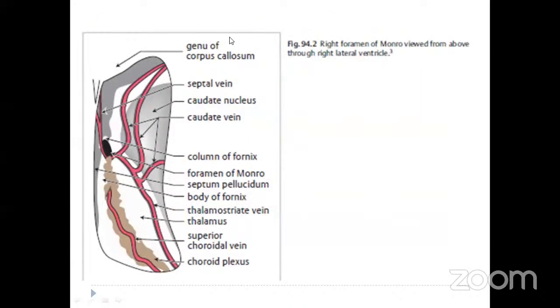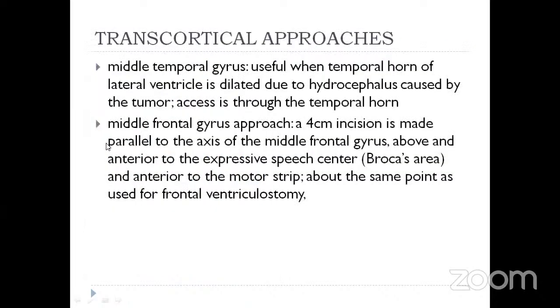So this is what we were talking about. The black hole that we can see is the foramen of Monro. As we can see, the superior wall is formed by the column of the fornix, and as we can appreciate, the safe space that we can extend is laterally. If we are going to open the foramen of Monro, we can open it laterally. The other transcortical approaches that can be used are through the middle temporal gyrus or the middle frontal gyrus.